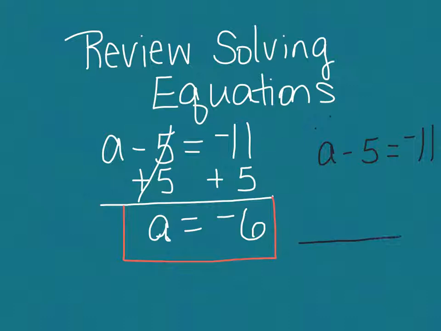So if you were going to graph that on a number line, it would be just a dot. That's the only thing it could be, is negative 6.